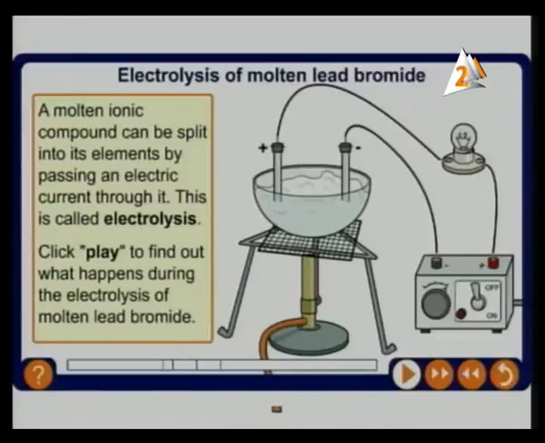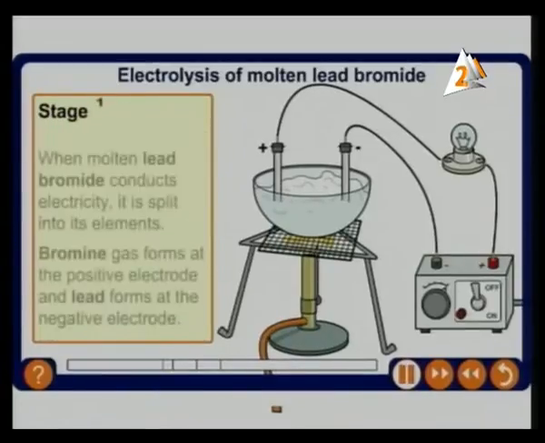Here we have electrolysis of molten lead bromide. The molten ionic compound can be split into elements by passing an electric current through it. Why? Because here we have electrolysis. Click play to find out what happens during this reaction.